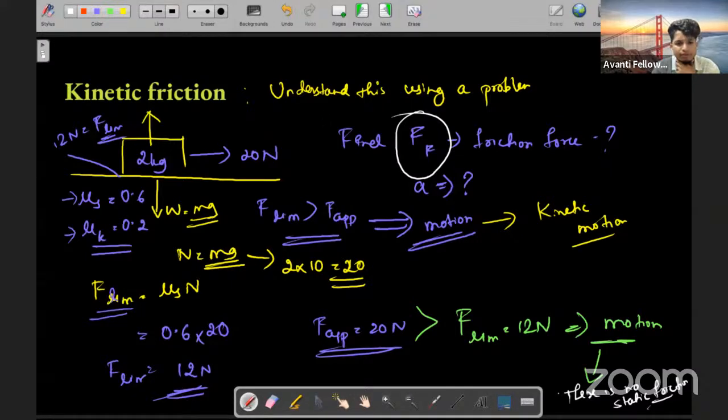Which one? What did I write? The applied force is greater than the limiting force. Yes. So if that is the case, if the applied force is greater than the limiting force, then there is motion. Very good. Thank you, Uttarakhand students. Very good.